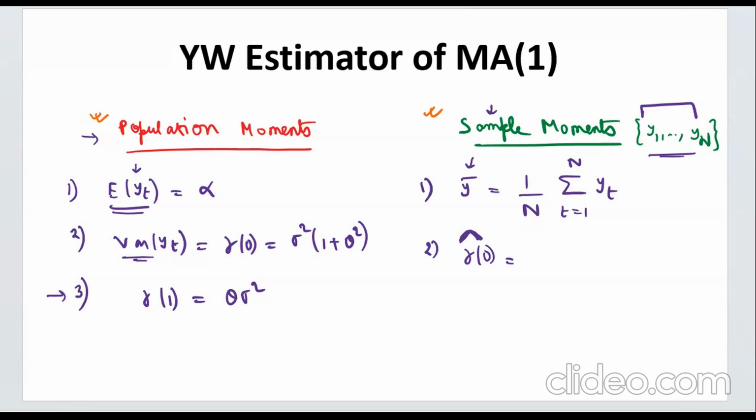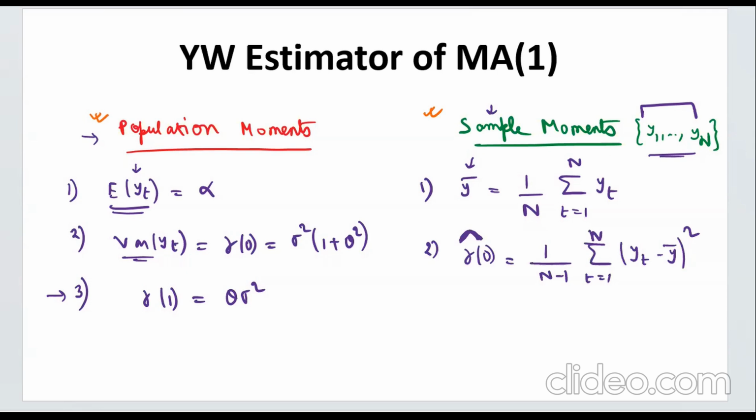So gamma naught cap. What will this be? 1 by n minus 1 summation t from 1 to n of (yt minus y bar) whole square. I haven't taught you sampling distribution yet, but if you know this, then you know that 1 by n minus 1 summation t from 1 to n of (yt minus y bar) square is the unbiased estimator of variance in case of sampling distribution, not 1 upon n.